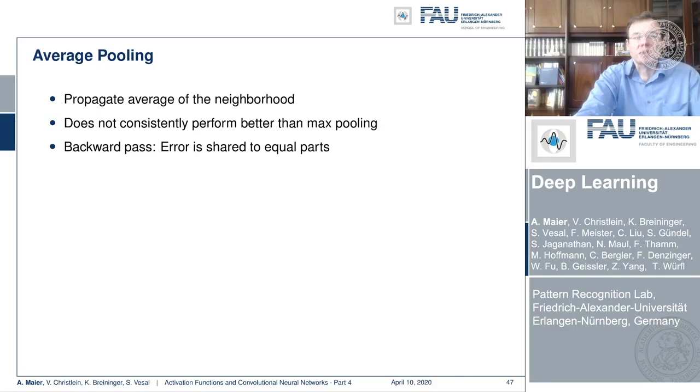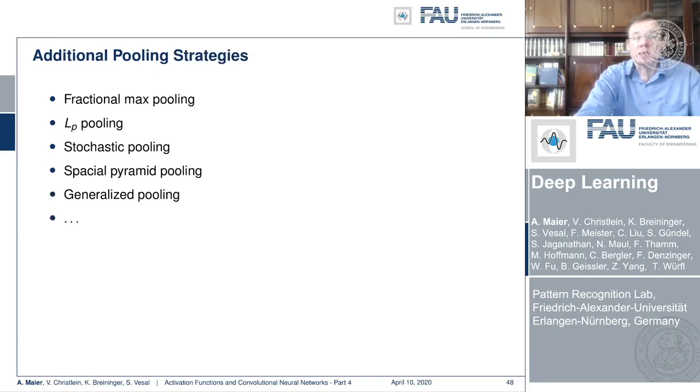Now an alternative to this is average pooling, and here we compute simply the average over the neighborhood. It does not consistently perform better than max pooling, and then of course in the backpropagation path the error is simply shared in equal parts and backpropagated to the respective units. There are many more pooling strategies like fractional max pooling, LP pooling, stochastic pooling, spatial pyramid pooling, generalized pooling. There's a whole different set of strategies about this.